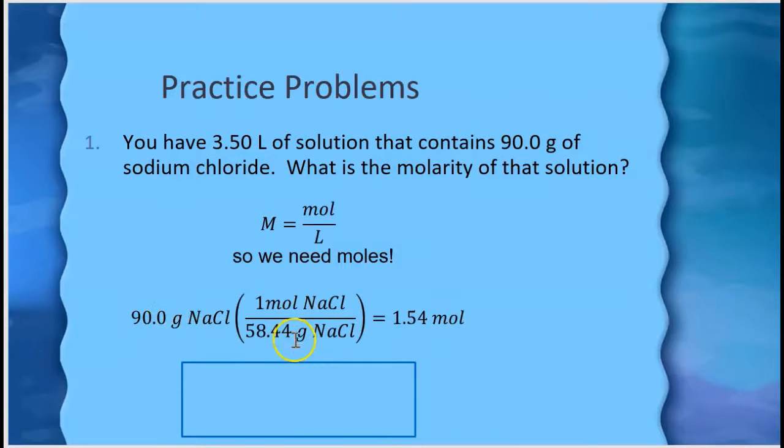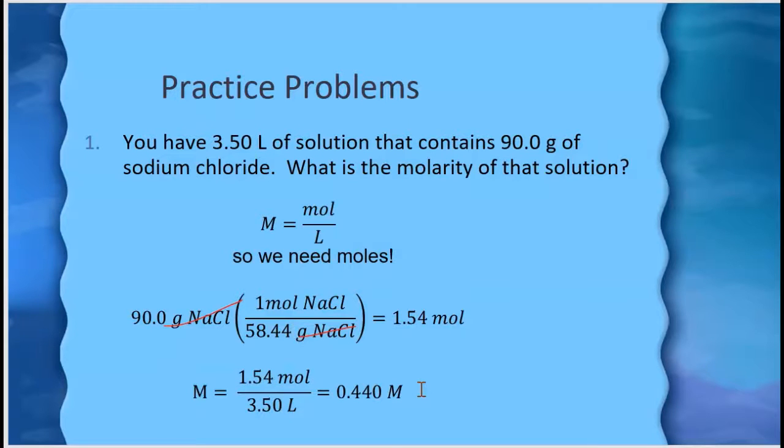90 grams of sodium chloride. I add up a sodium and a chloride. I get 58.44 grams per 1 mole. So now I have grams canceling grams, and I have 1.54 moles. But that's not molarity. Molarity is moles per liter. So I need a number of moles divided by a number of liters. So I'll take that number of moles, divide it by my number of liters.